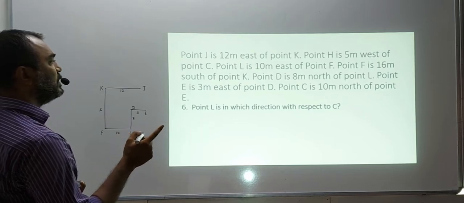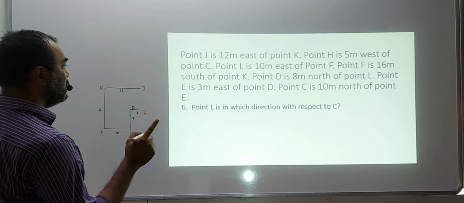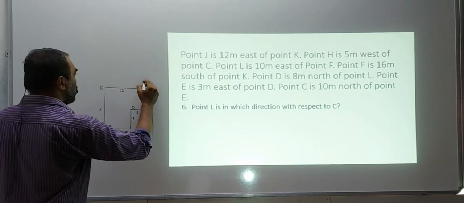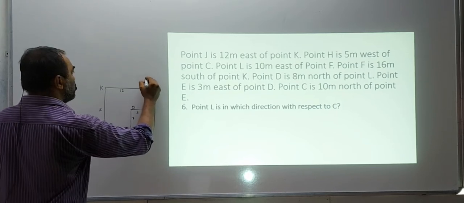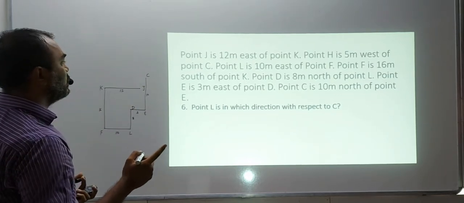Now, point C is 10 meter north of point D. So this was 8, this is 16, so this will be 8. So this will be somewhere around here, because this is 10. Which is this point? This is point C. Point C is 10 meter north of point D.